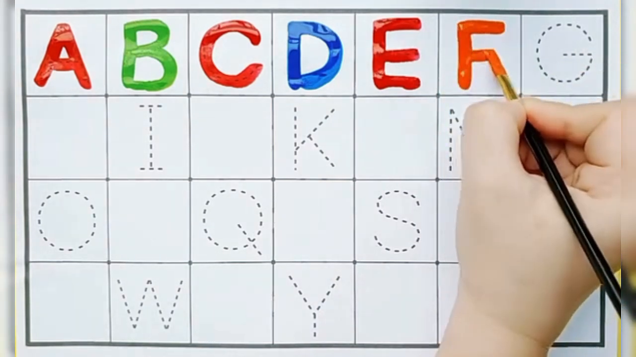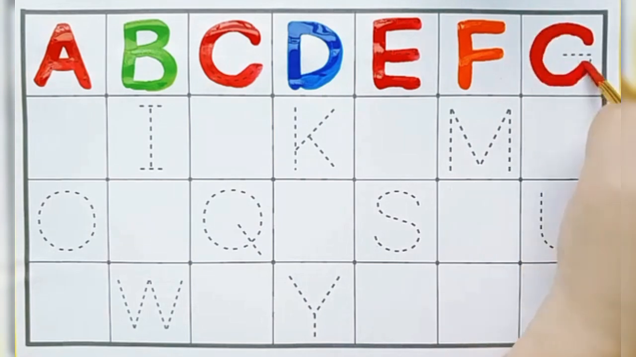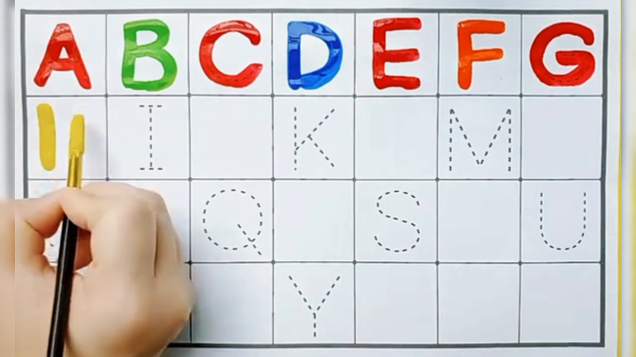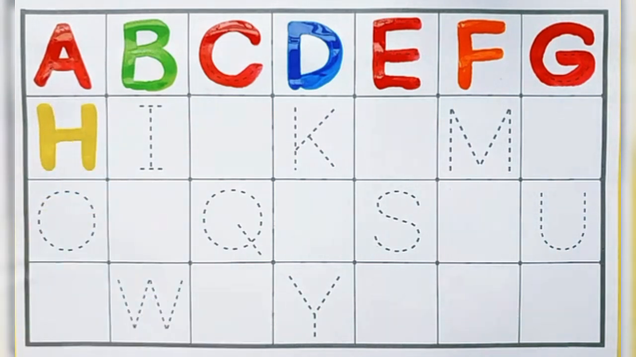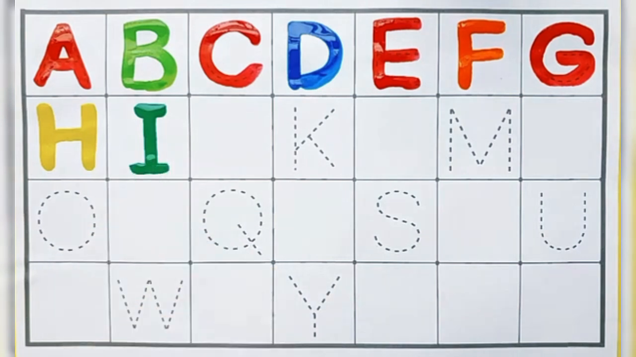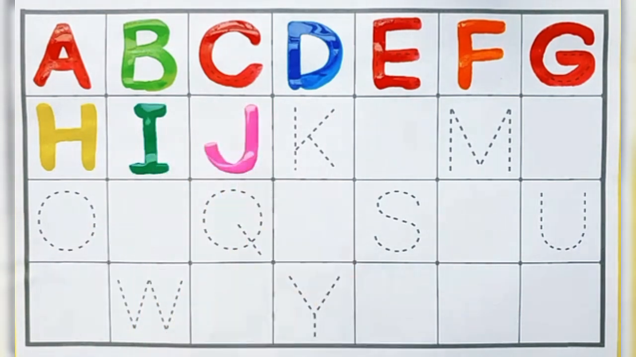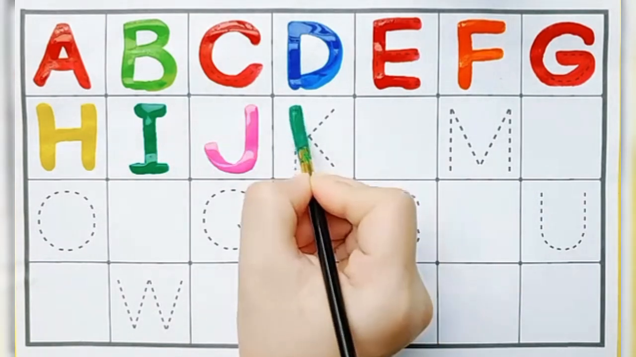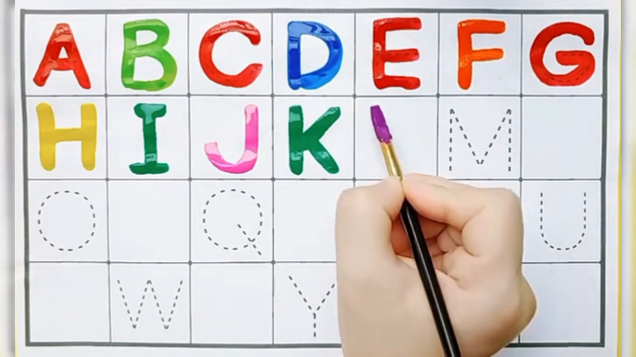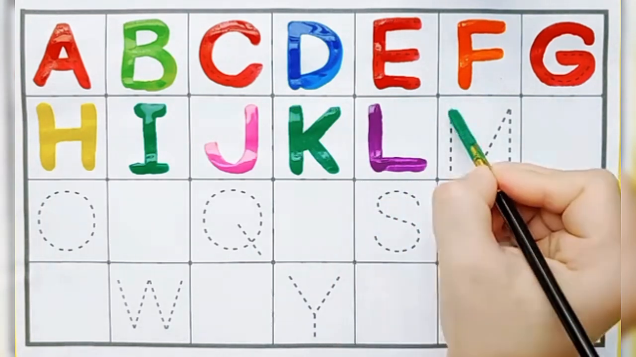F for fish, G for gorilla, H for horse, I for ice cream, J for juice, K for kangaroo, L for lion.